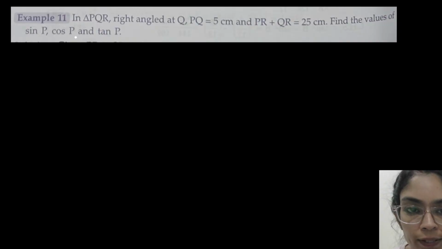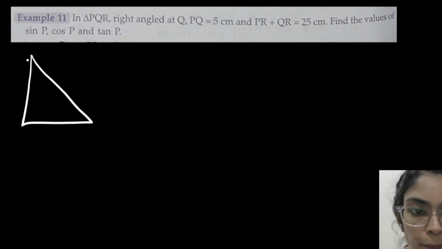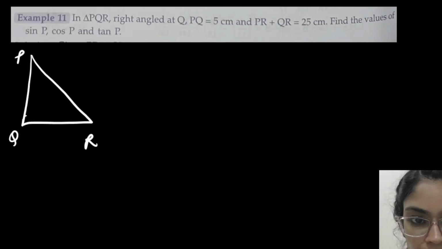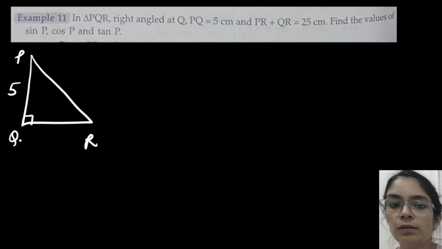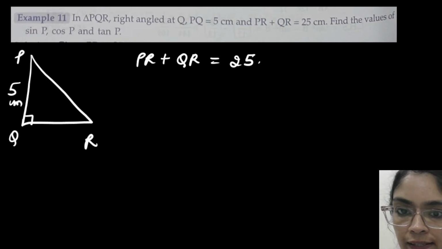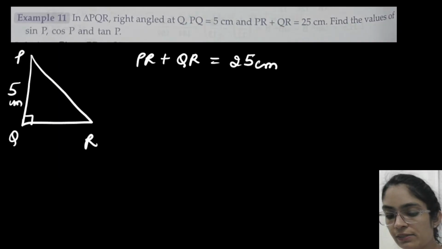So 11th question. In triangle PQR, similar to the question we did previously, PQR is a right angle triangle, right angled at Q. PQ is given to us as 5 centimeter, and one relation is given to us: PR plus QR is equal to 25 centimeter. So this is the relation given to us.